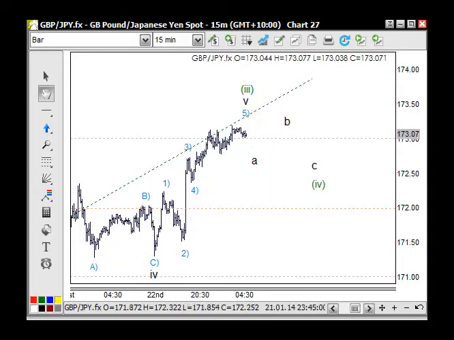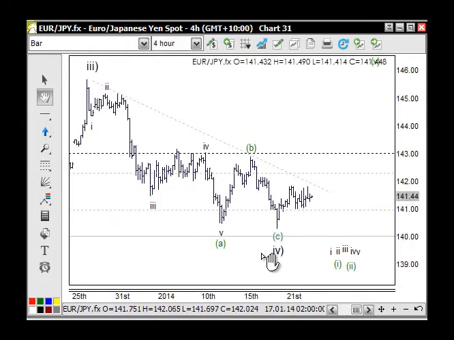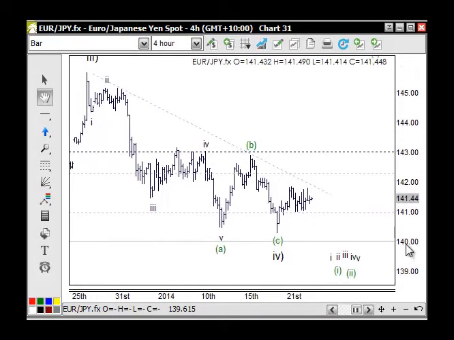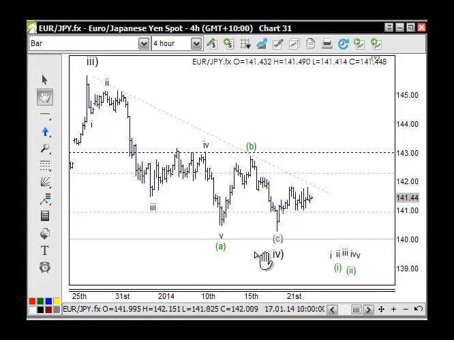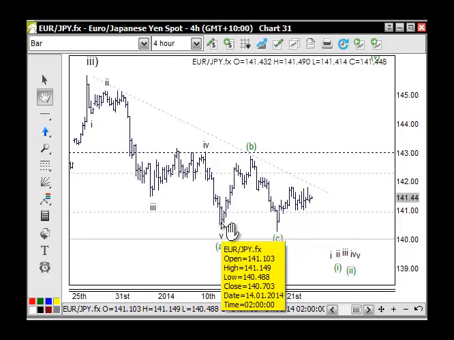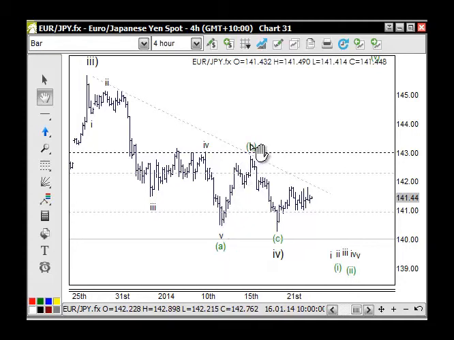The euro yen, this one here, I'm also a little bit unsure about as well. At the moment, we've got this down as a 1, 2, 3, 4, and 5. That fits nicely. It can be a couple of things really, but I've got it labeled as a B wave and a C wave, so we can have a low in here.